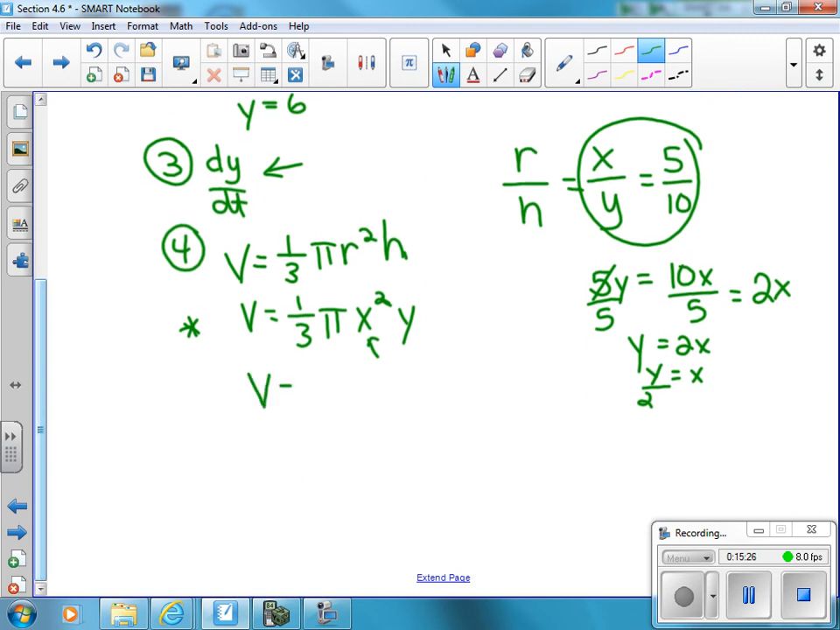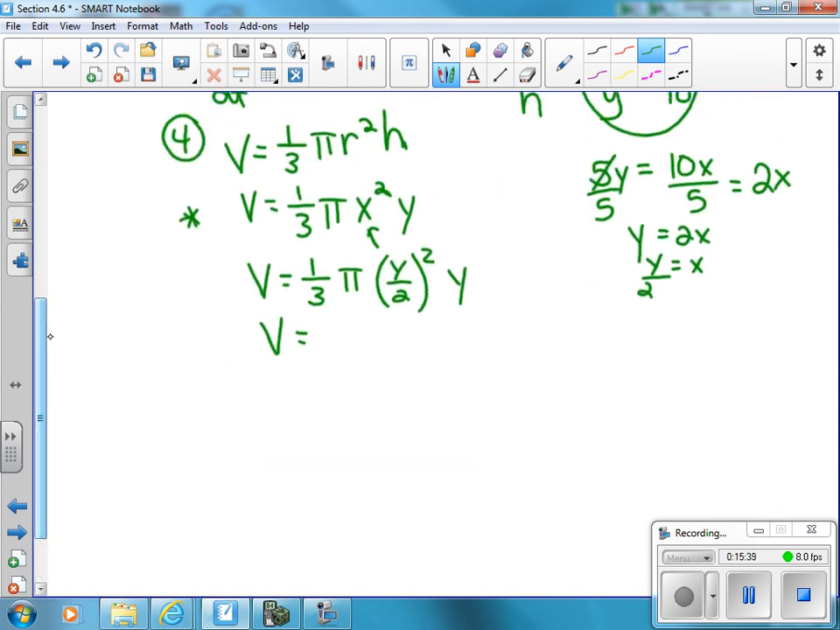So let's put in volume equals 1/3 pi. We have y over 2 instead of x, squared, times y. All right, let's do a little bit of fancy algebra. Okay, 1/3 times 1/4. Remember, this is y squared over 4 here. So we're going to multiply 3 times 4. We'll get 1/12, we'll get a pi, and we'll get y squared times y, which is y to the 3rd power. Phew, okay, we made it through that. That's the equation we are going to take the derivative of.